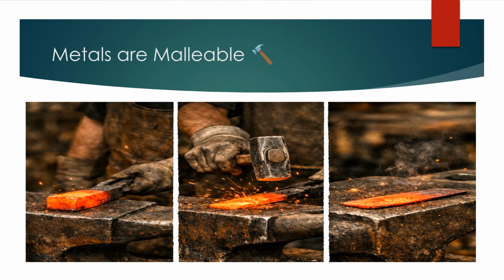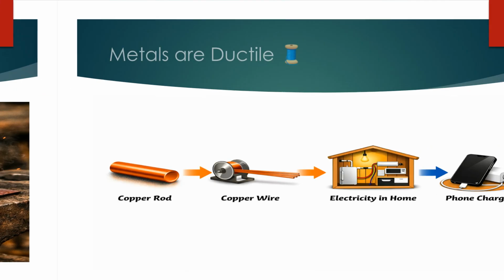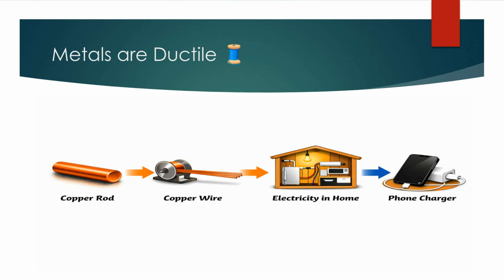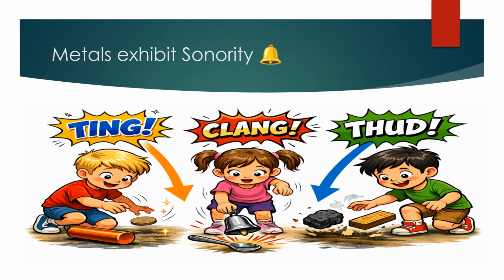Metals are also malleable. This property allows them to be hammered or rolled into thin sheets, which is useful for manufacturing and construction. Furthermore, metals are ductile. This means they can be drawn out into thin wires, a property that is vital for our electrical infrastructure. Another characteristic of metals is sonority. They produce a distinct ringing sound when struck, which is why bells are commonly made of metal.